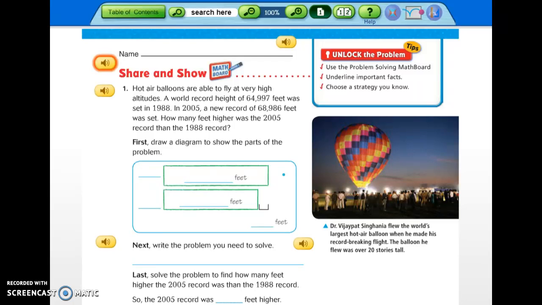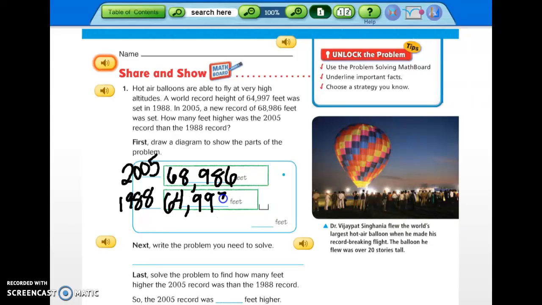So we have a diagram. We want to write the larger of the feet right in the top diagram because that's the total. The larger was 68,986. That was in 2005. And then back in 1988, the balloon flew 64,997. And we need to figure out what would go in there.